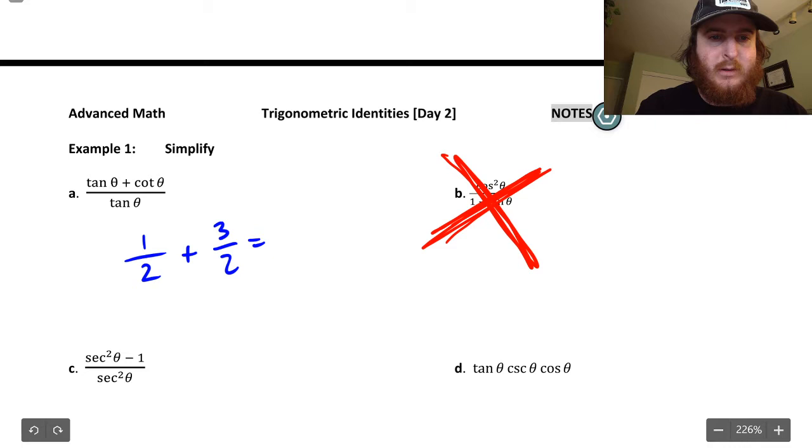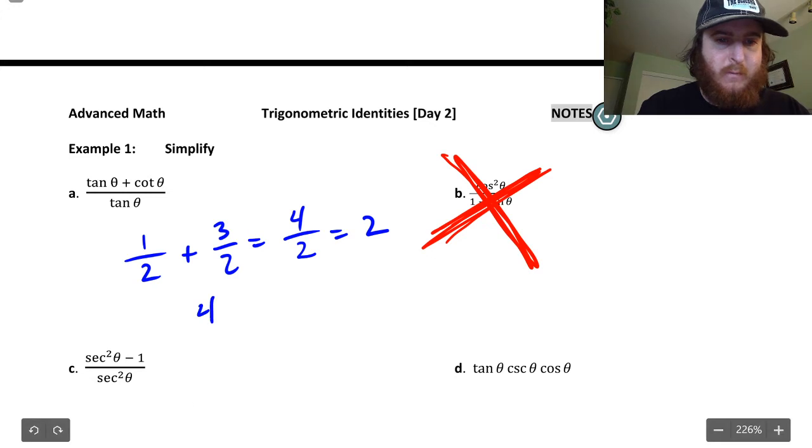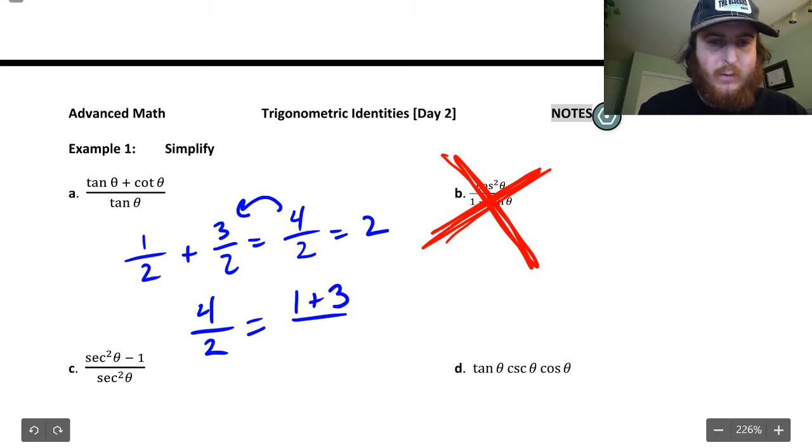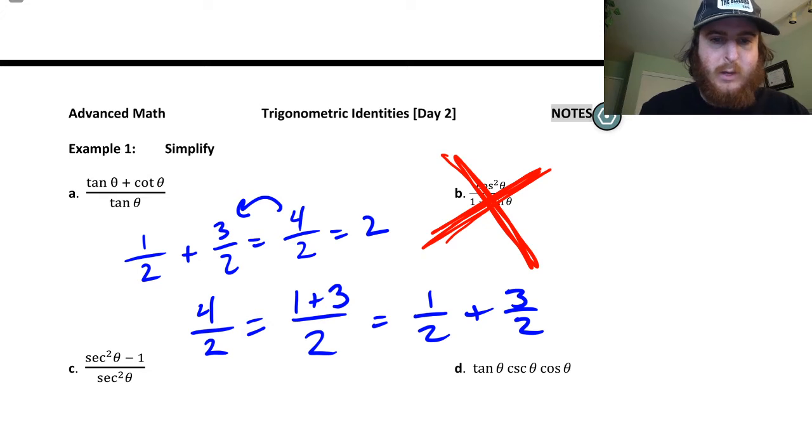3/2? Well, that gives us 4/2, right? And normally we would just simplify that to 2. But if we were kind of starting off with 4/2, instead of simplifying to 2, we could actually go backwards. We could say, hey, well, isn't that 1 plus 3 over 2? And we know, wait, that is 1/2 plus 3/2, right? That does work, right? Because that's what we started with. So we can split it, okay?